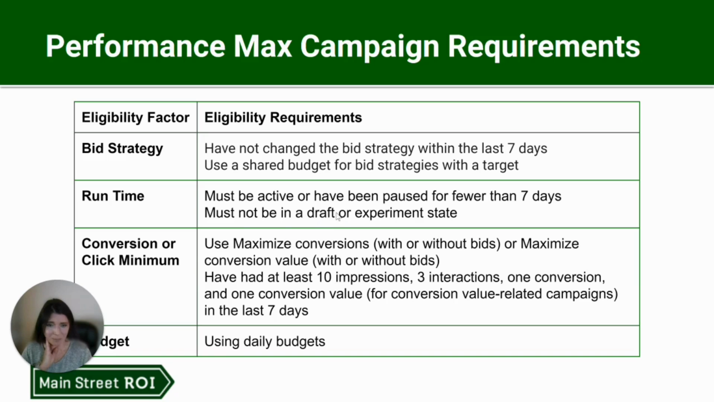And then as far as conversions or the click minimum, if it is using a maximized conversion strategy with or without bids in there, or a maximized conversion value with or without bids, it needs to have at least 10 impressions, 3 interactions, 1 conversion, and then 1 conversion value if it's a conversion value related campaign and you're actually trying to bid on the conversion value. So it's, of course, using the daily budgets as well, which of course they are. I don't know why Google even puts that as a requirement.